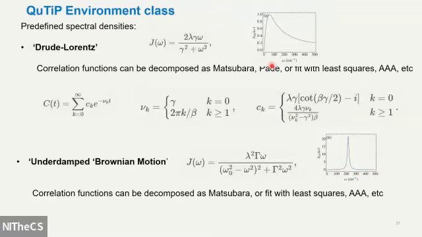I actually stole these figures from Ahsan's paper because I didn't have time to plot them with the software. The one difference here is that this underdamped Brownian motion has this omega in the numerator, whereas the Lorentzian doesn't. The reason we have an omega in the numerator is we want this function to go to 0 at 0 frequency. We don't want the support of this function to be finite at 0 frequency. This is just to be consistent with our earlier definition that the bath is only defined for positive frequencies.